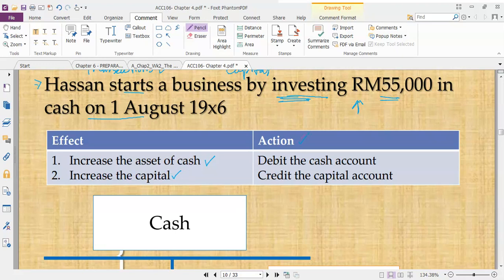Okay, so the action. What is the double entry? So we must debit the cash account, and we must credit capital account. Okay, so this item is called as double entry, double entry ataupun journal entry ataupun kemasukan. Apa dia yang kita nak tahu sebelum kita buka ledger tu? You kena tahu elemen ni lah. Debit cash, credit for capital. You must debit for cash, and then in account capital you must credit.